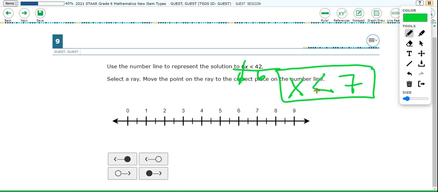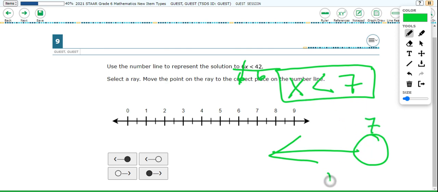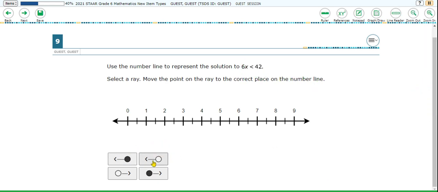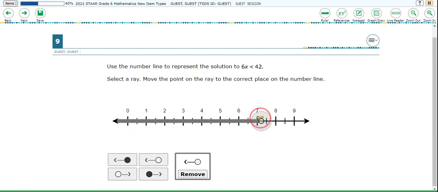So we're going to graph this. So this inequality symbol with the variable on the left means we're going to the left, and there's no line down below. So we're going to put a circle at 7, but there's no line, so it's not shaded or not included. Okay, so we are going to click on this one right here, less than, and then we're going to go over to 7. So it's any number that is on the number line that is less than 7 but not included to 7.